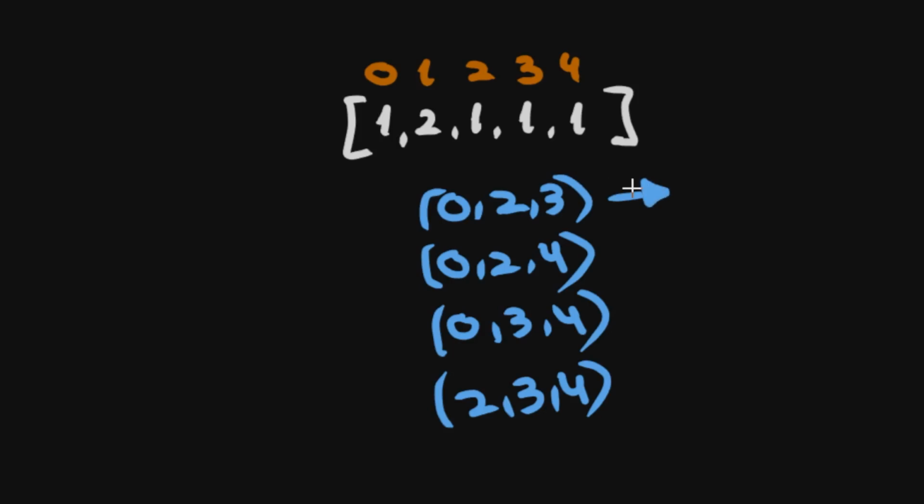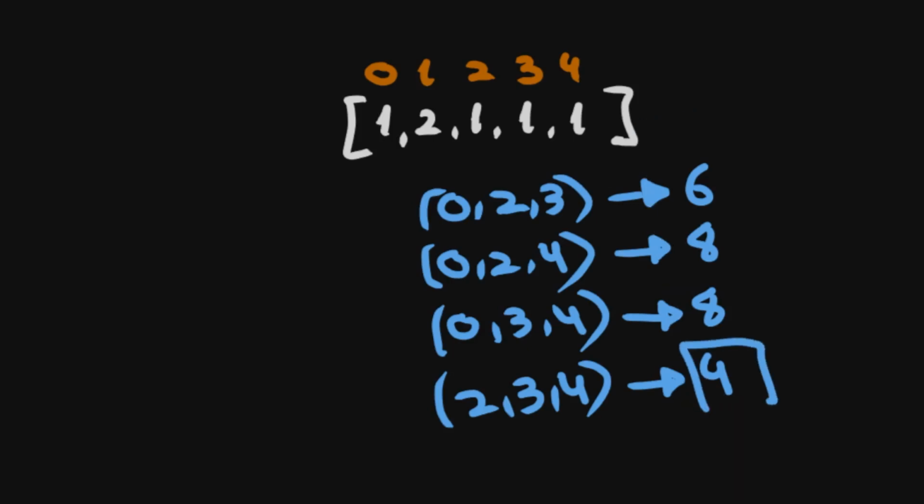The distance of this tuple is the difference between these two, which is 2, plus the difference between these two, which is 1, plus the difference between these two, which is 3. 2 plus 1 plus 3 is equal to 6. The distance here is 2 plus 2 plus 4, and this is 8. The distance here is 3 plus 1 plus 4, which is 8. And the distance here is 1 plus 1 plus 2, which is 4. The minimum number here is 4, so this is the result.